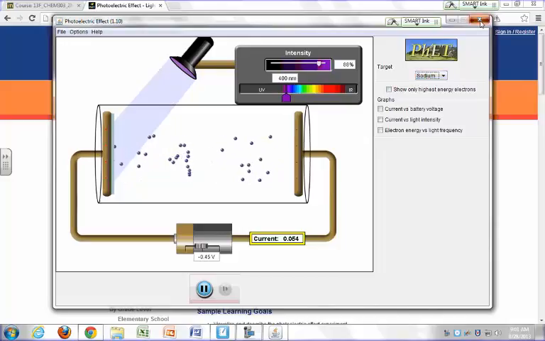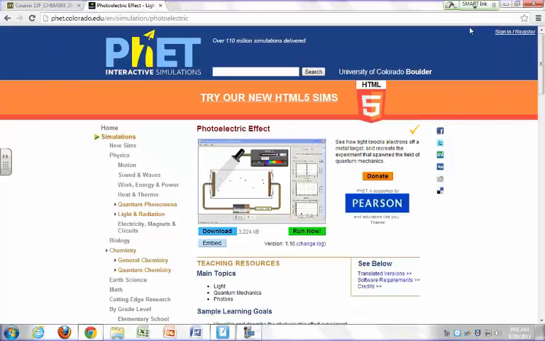Okay, so we cannot calculate the minimum? No, it's a characteristic of the metal. It's a property of the metal. Can we calculate the max? The maximum, yeah, because that would be the energy of the photon minus the work function of the metal.